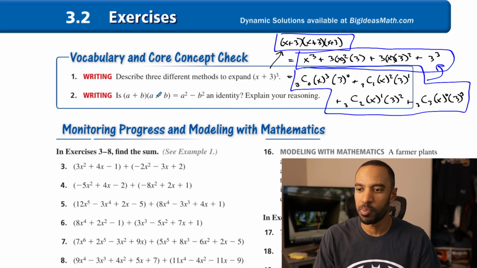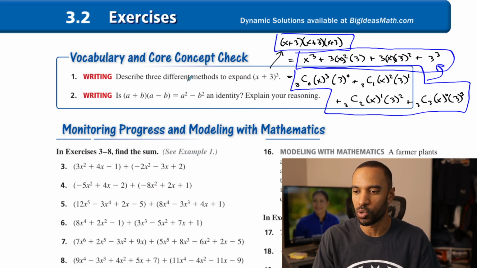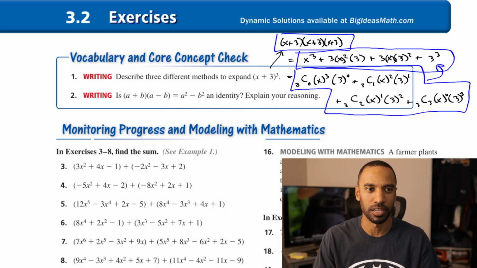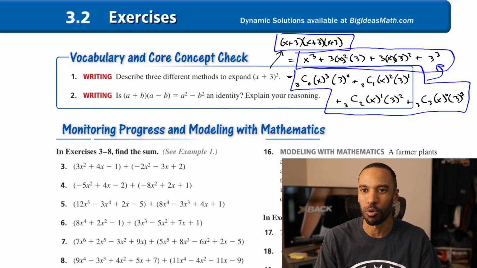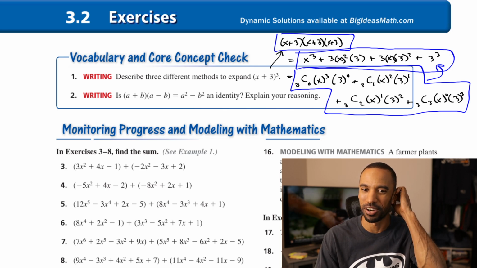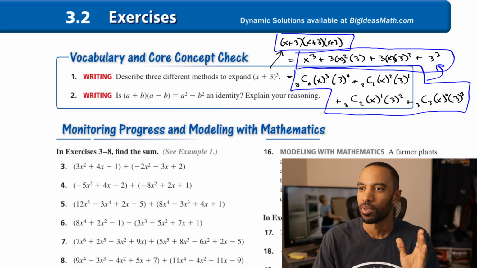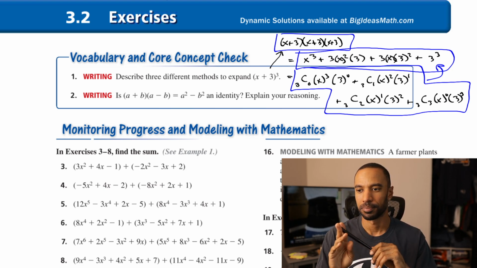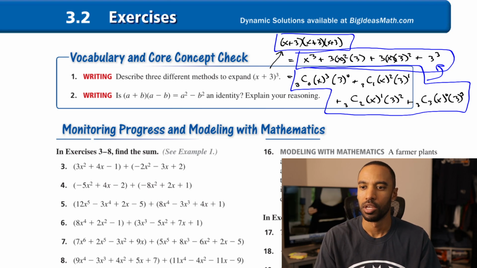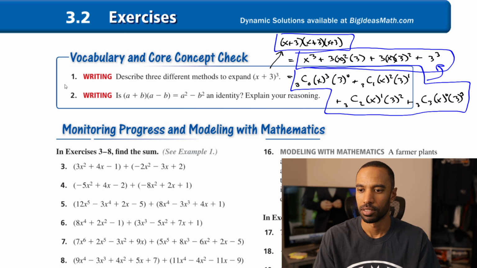All right, is a plus b times a minus b equals a squared minus b squared an identity? Explain your reasoning. Truth be told, I don't know what it means to be an identity. To me, an identity means something that's going to equal 1 or something like that. Let me think about what they're asking with that. I think they're saying that it always holds true. So, yes.